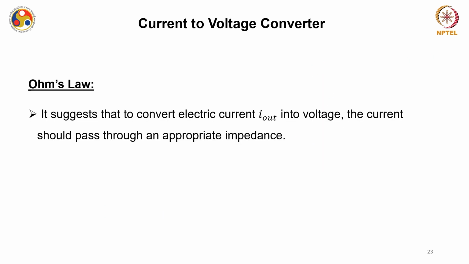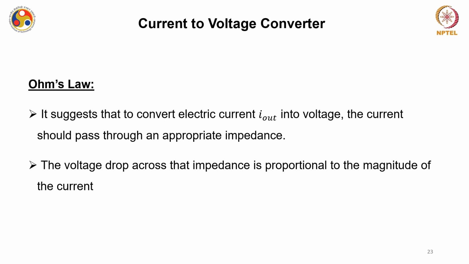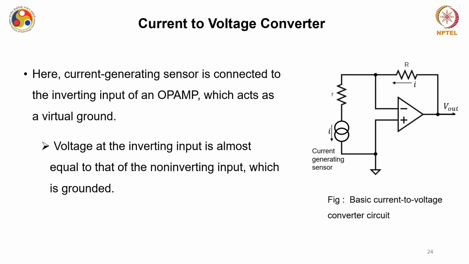Now, Ohm's law suggests that to convert this electrical current I out into a voltage, the current should pass through an appropriate impedance. It cannot pass through just any kind of impedance if you want to convert it. The voltage drop across that impedance is proportional to the magnitude of the current. This is a very simple Ohm's law.